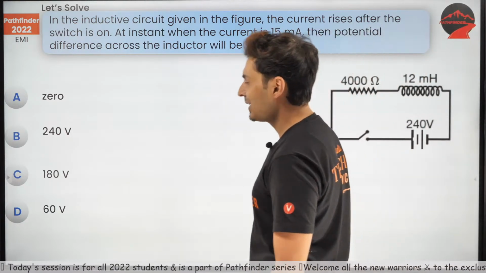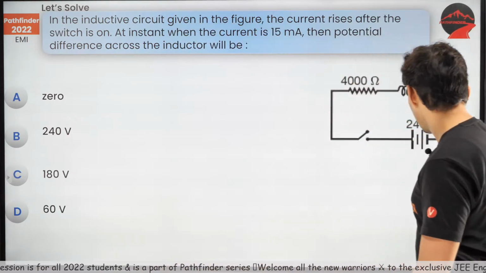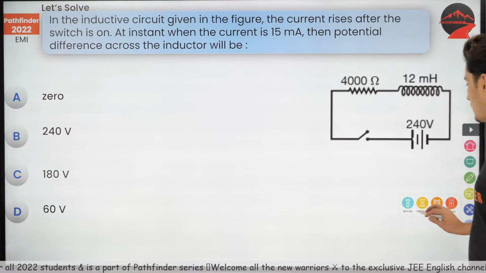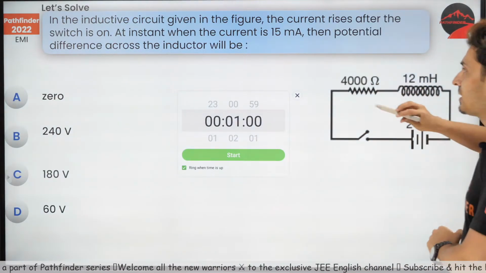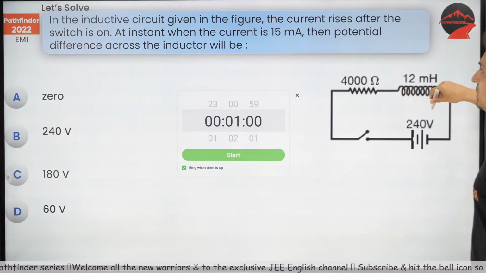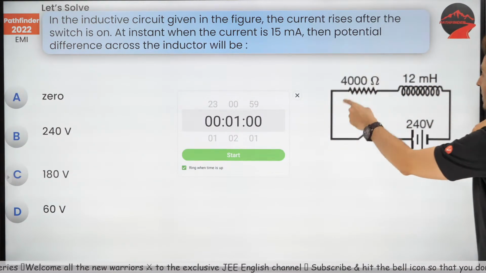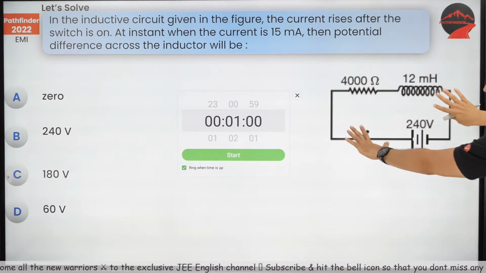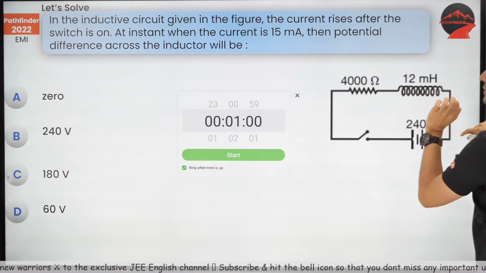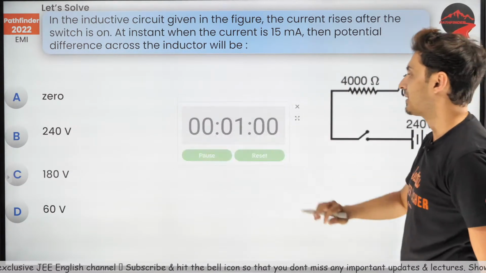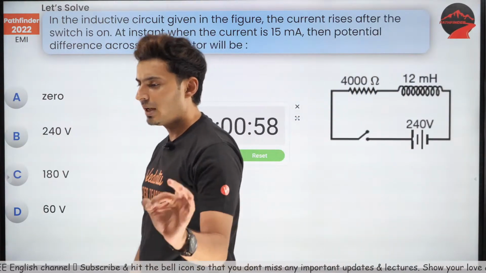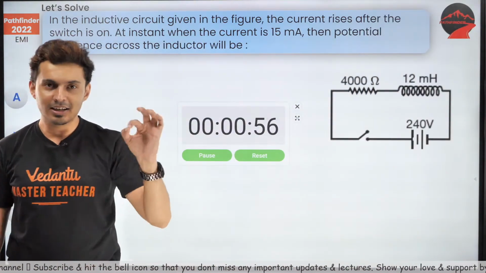Next question coming up on your screen now. Let's see if you can do this question in 1 minute. So I'll always give you some time and then I'm going to help you with the solution. In this inductive circuit as shown in the figure, the current rises after the switch is on. So it's a charging circuit. When the current is 15 milliamperes, what's the potential difference across the inductor? Let's see how many of you can get this. Very straightforward question. Hint, current electricity.